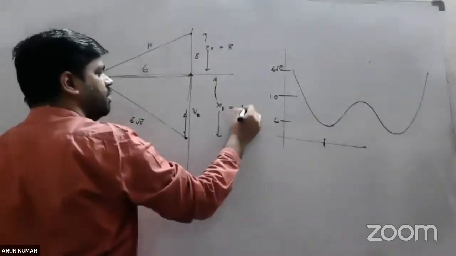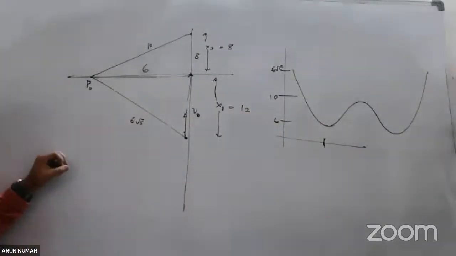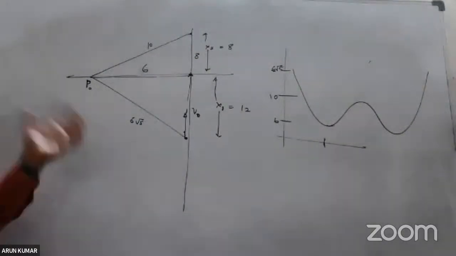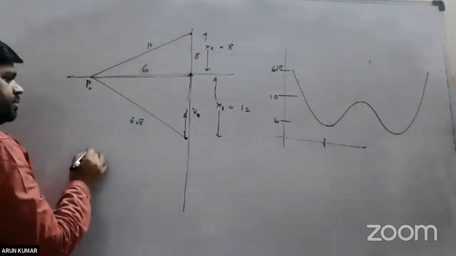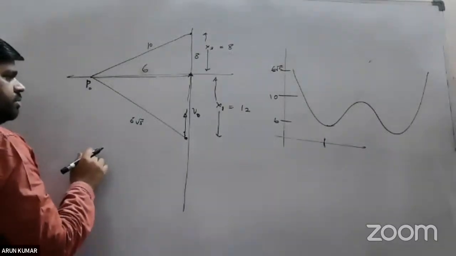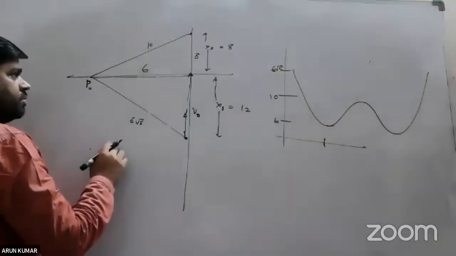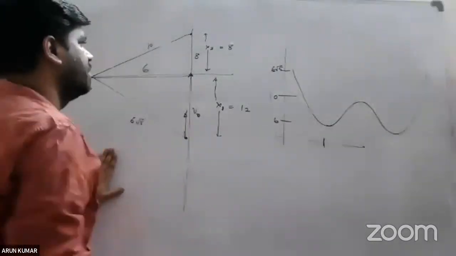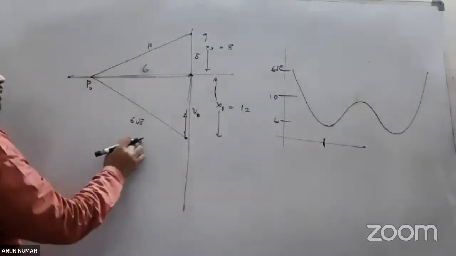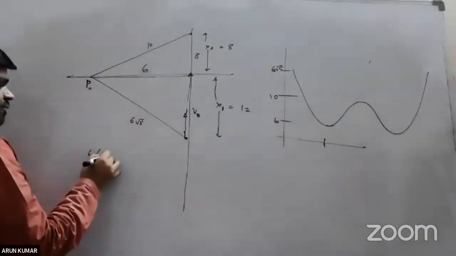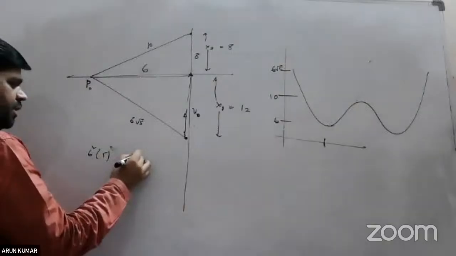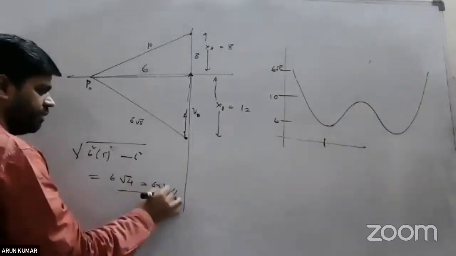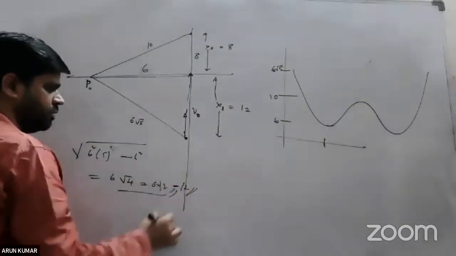12, sir. 12. 6 root 5 square, 180, sir. Yes, right. Correct, that is right. 6 root 5 square minus 6 square, under root. It is 6 into root 4, which is 6 into 2, which is 12. That's what you said, right?